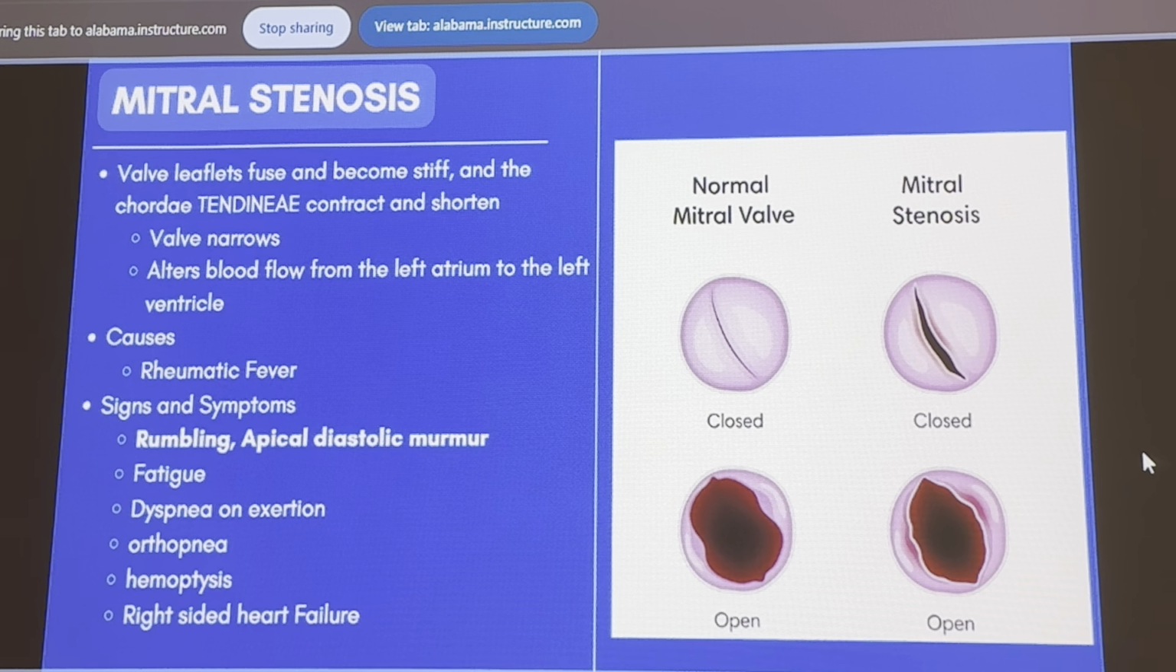Look, rheumatic fever came back up. Like I said, rheumatic fever could be a big indicator of some of these valvular disorders. So that's going to be one of your main causes of that mitral stenosis.